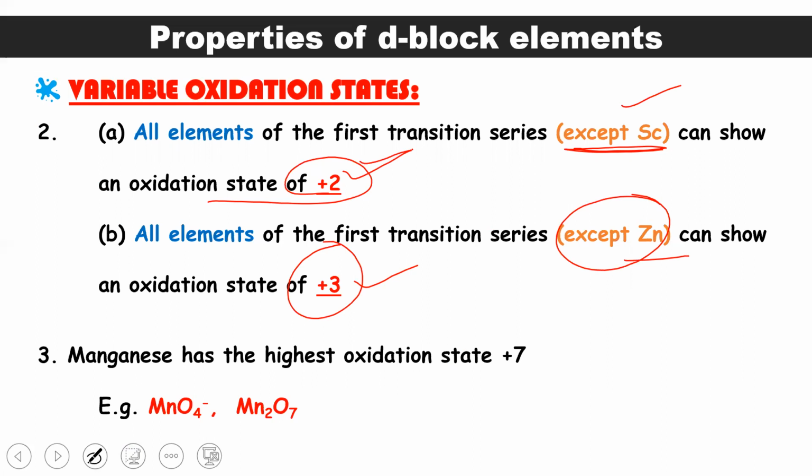We know that the highest oxidation state in the first transition series is shown by manganese. So there is +7. The +7 configuration will be present in manganese oxide compounds. See this one. In these compounds, manganese will show the +7 configuration. These are the best examples of manganese compounds where manganese will show the +7 oxidation state.